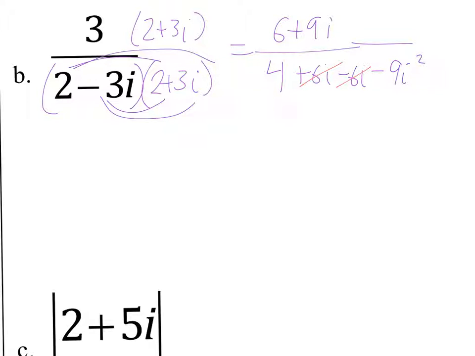My middle terms cancel to 0, and i squared is going to be negative 1, which makes negative 9 times negative 1 positive 9. 4 plus 9 is 13. That's my denominator. We get 6 plus 9i in the numerator.